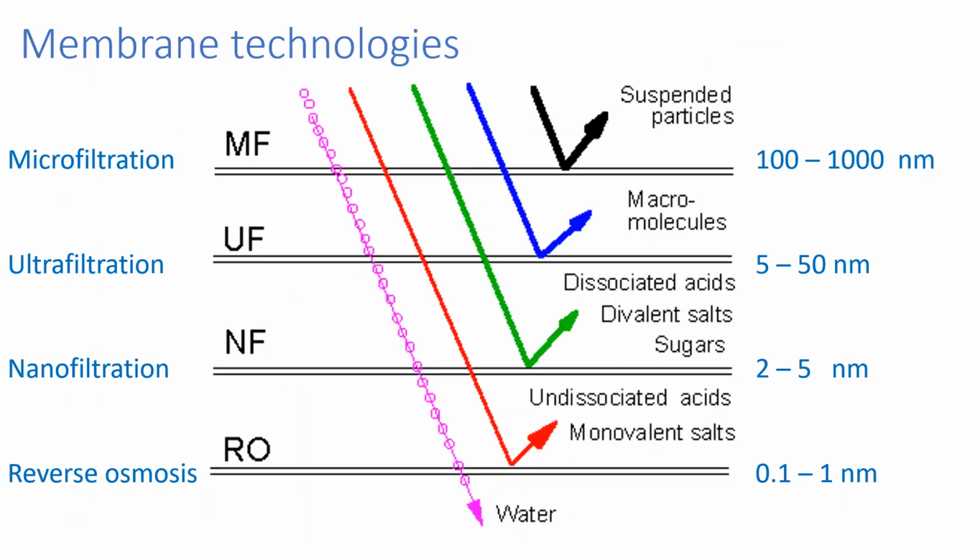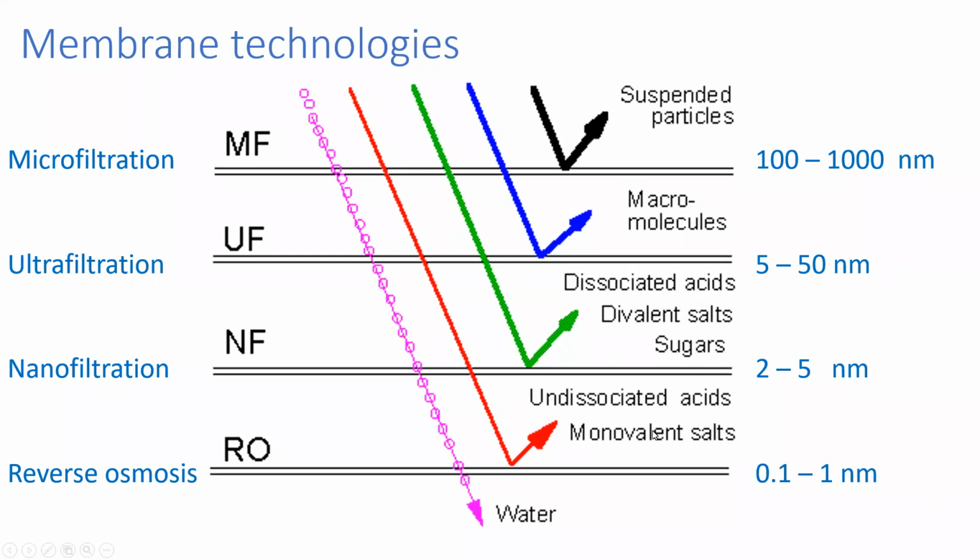Then membrane technologies we have seen: microfiltration, ultrafiltration, nanofiltration, and reverse osmosis. This is the distribution of how each technology removes different parts. Microfiltration will remove suspended particles, ultrafiltration will remove macromolecules, and this is the size that is given, and nanofiltration will remove dissociated acid, divalent salt, and sugar. So basically, these are the big molecules.